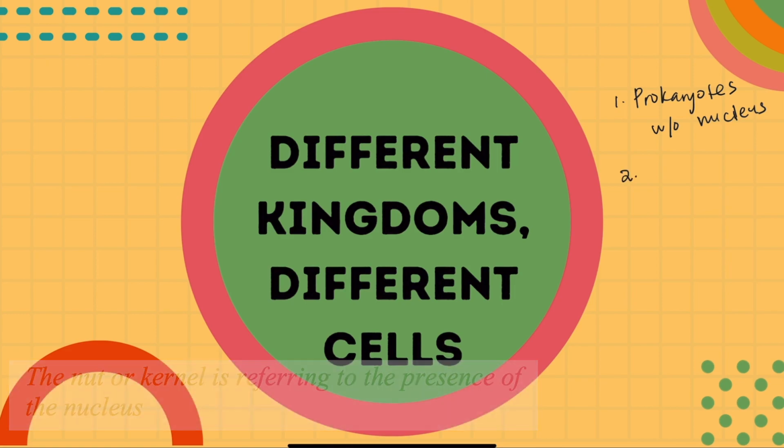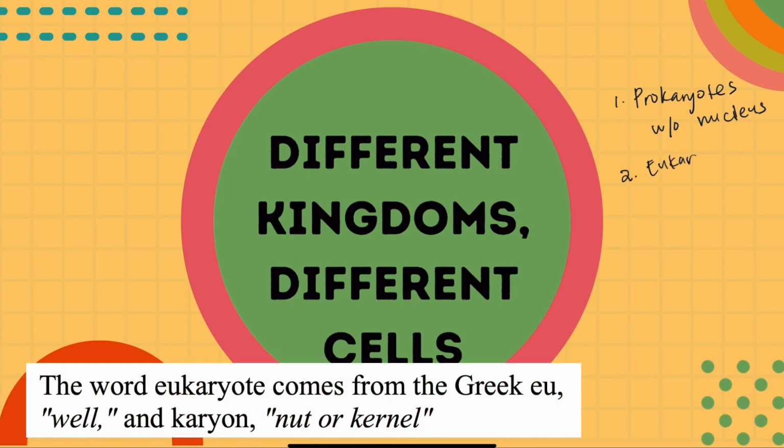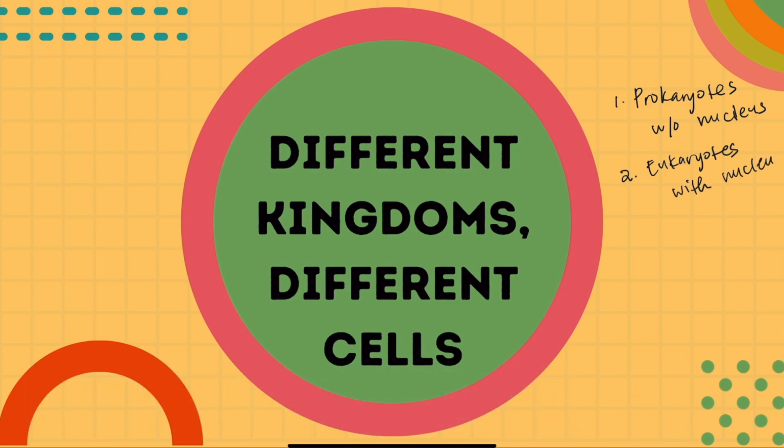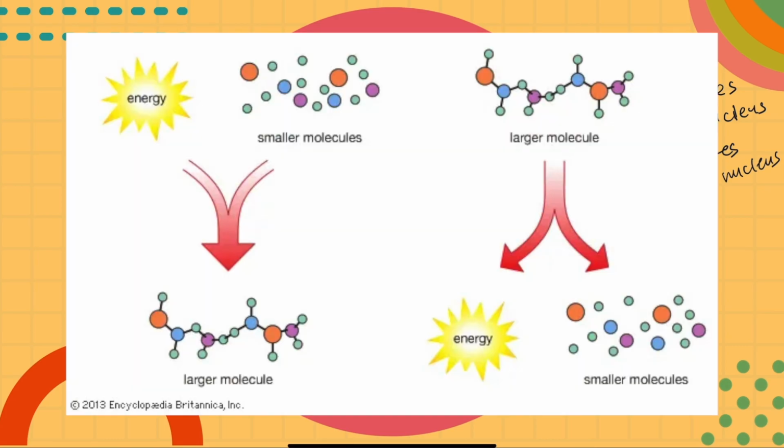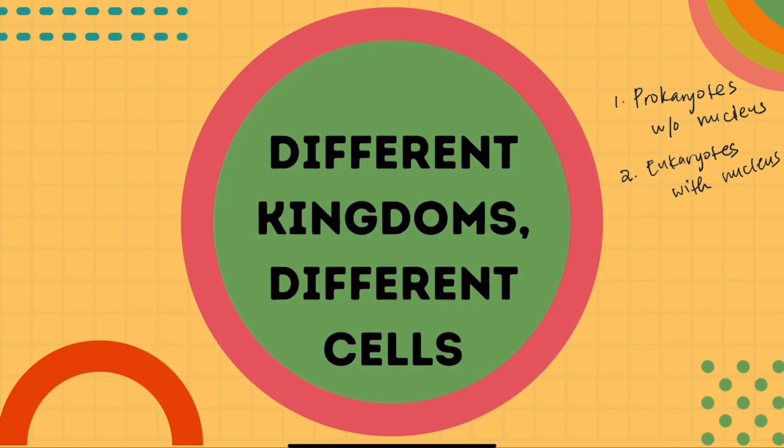Second one, eukaryotes. Eukaryotes are groups of cells with nucleus. This is their primary difference. And other than that, eukaryotes are able to maintain a different environment within their cells, and it allows them to carry out several complex metabolic reactions that prokaryotes cannot do otherwise.